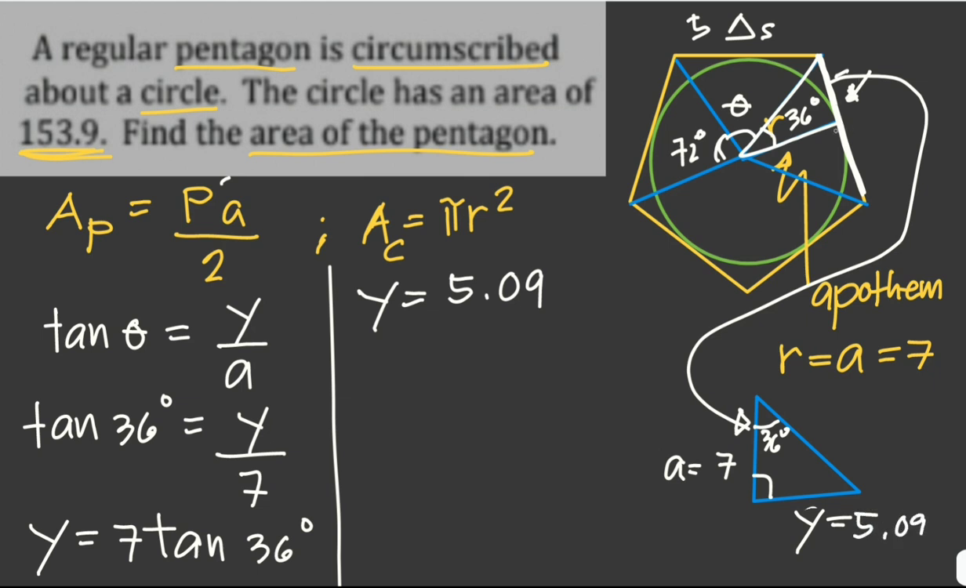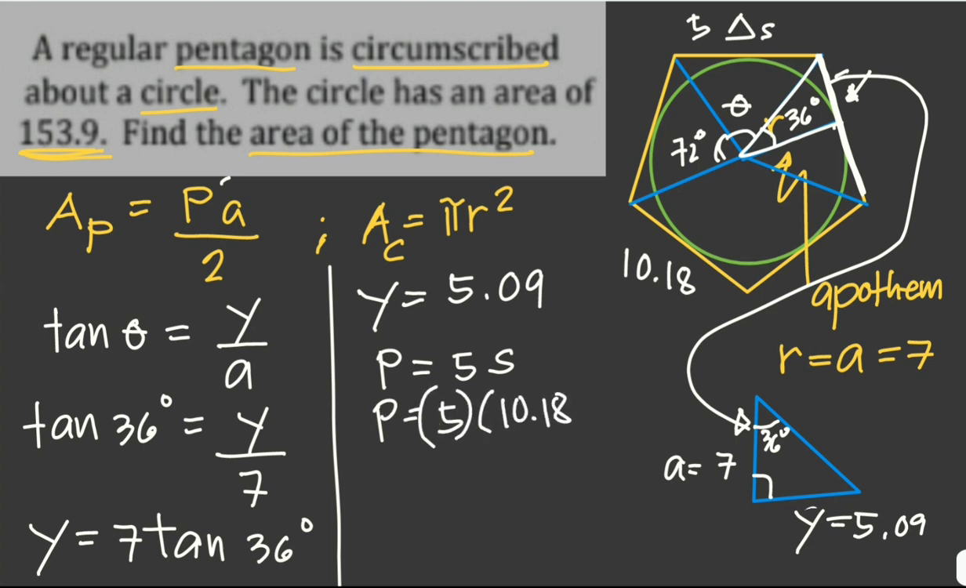Now we already have the value of y, half of the side of the pentagon. Therefore, the side is just equal to twice of that. So that is times 2. Therefore, each of the sides of the pentagon is equal to 10.18. Then we get the perimeter. Perimeter is just 5 times the sides. So this is 5 times 10.18, which is just equal to 50.9.